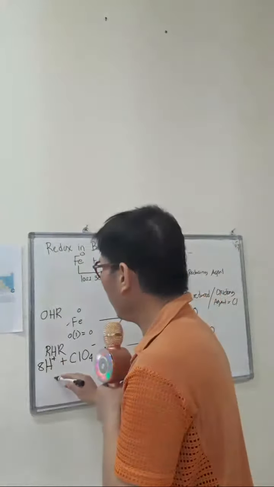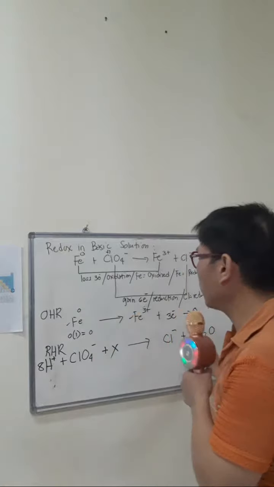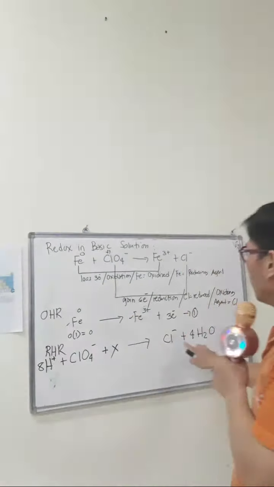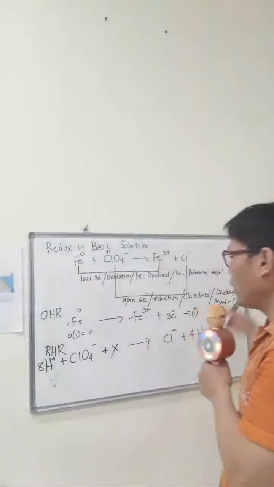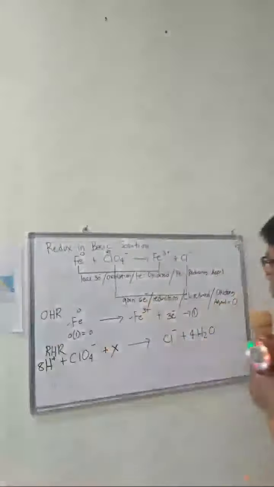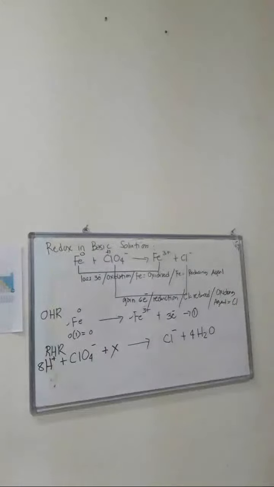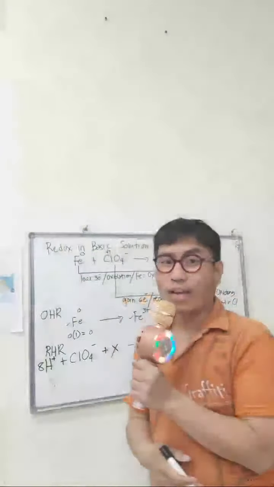8 hydrogen on the right. Chlorine 1 on the left and the right, balanced. Oxygen 4, oxygen 4. Perfectly balanced in the number of atoms. Now we go to the charges to solve for the number of electrons.